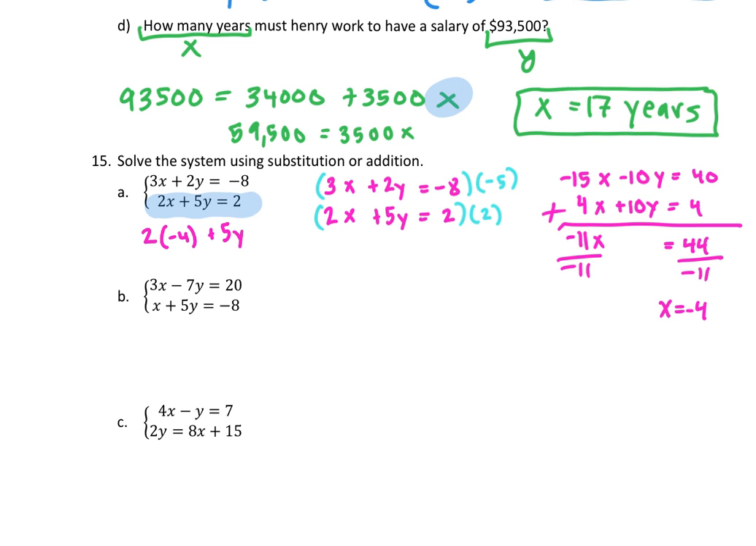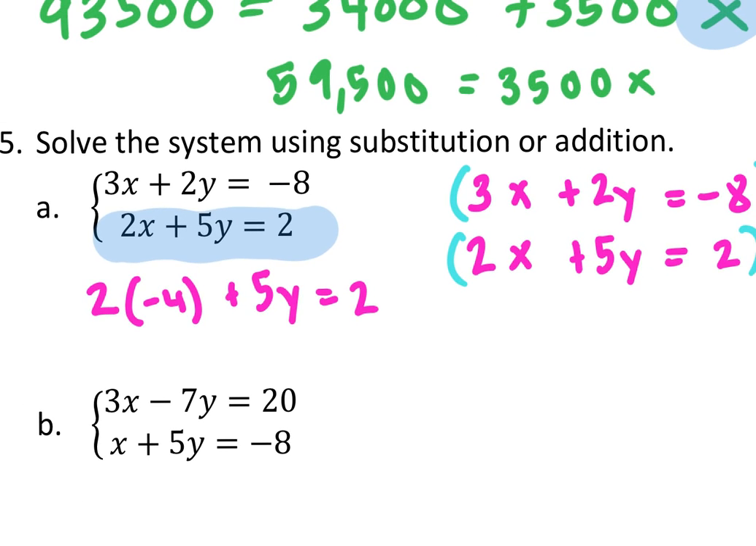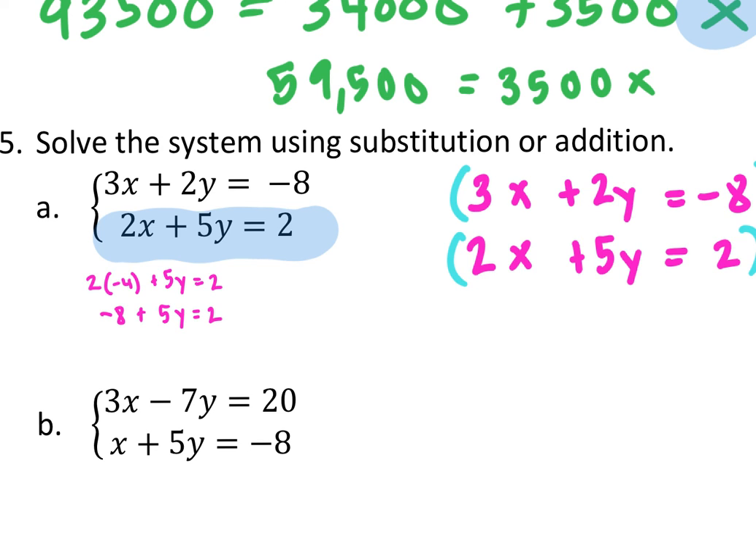So I'm going to plug in the negative 4 for x. That's negative 8 plus 5y equals 2. I add that 8 over. That's 10. Divide by 5. I get y equals 2.